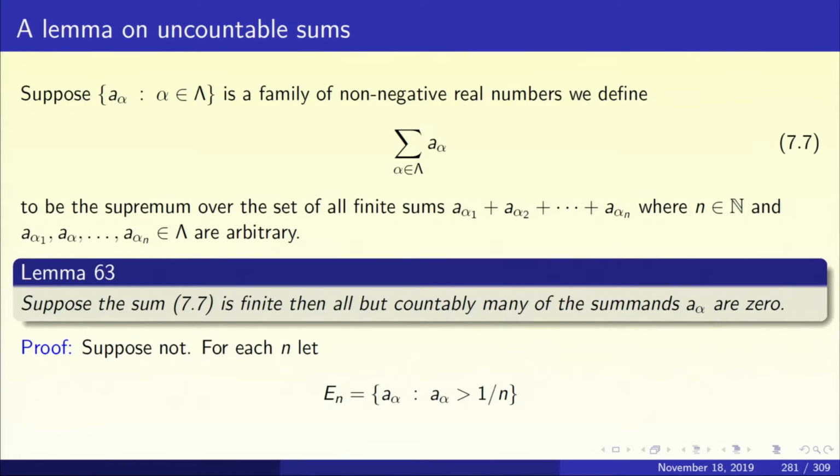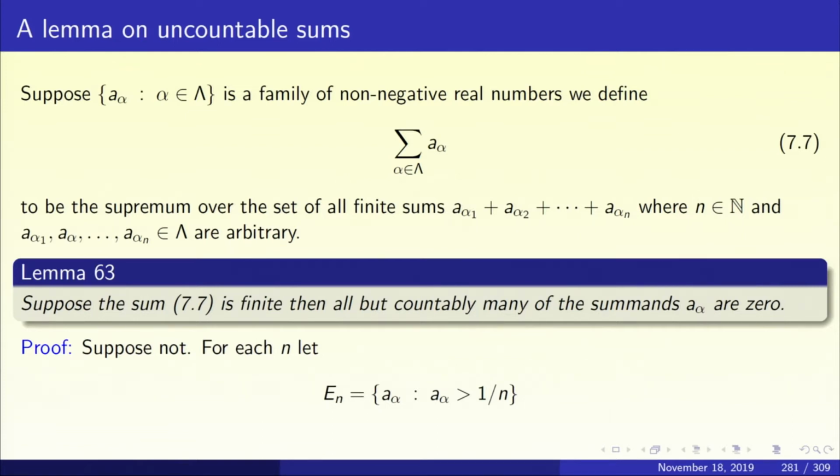So, suppose you have got an uncountable collection of non-negative real numbers. The numbers are non-negative and they are real numbers, and now we form this sum, summation A alpha, alpha belongs to lambda, display 7.7 in this slide. So, as it stands, this is an uncountable sum. So, how do we assign a meaning to this uncountable sum 7.7?